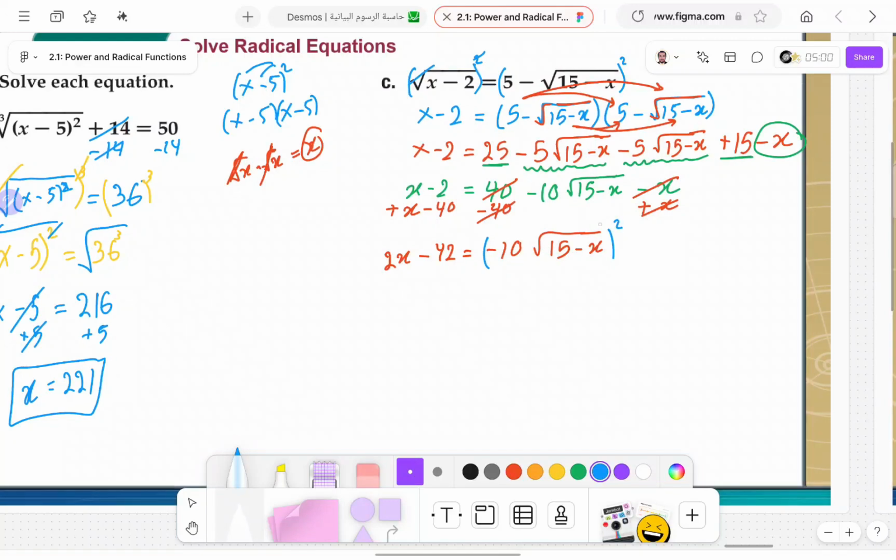So square here and square, not square root, sorry, square for both sides. So now let's square this. When we square this part here, it's not the same as this one. Here we can distribute the 2. Why can we distribute here? Because negative 10 is multiplied with the square root, but here the 5 is minus. So we can distribute here.